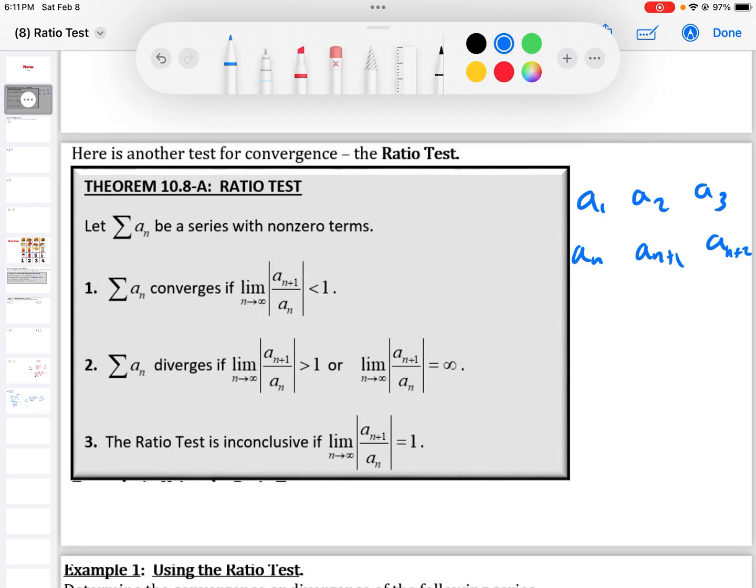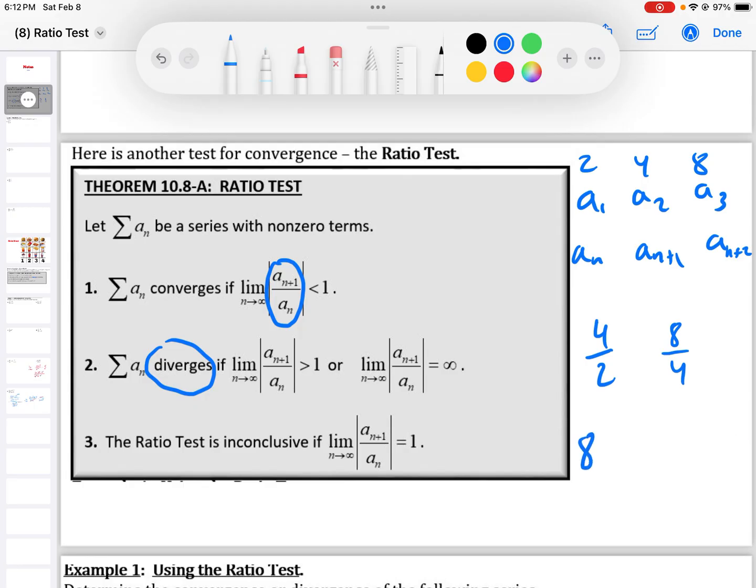It's very similar to a geometric series where this is like our R number. If it's less than 1, it's going to converge. If it's greater than 1 or it's infinity, it's going to diverge, meaning the terms are getting bigger and bigger. So if the first term was 2, the next term was 4, the next term was 8, and I divided the next term over the current term, each time that R number is like 2 because they're doubling, so that thing's going to diverge. It's going to keep growing and growing and growing.